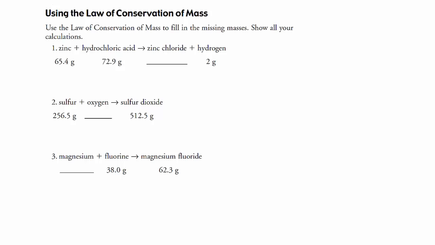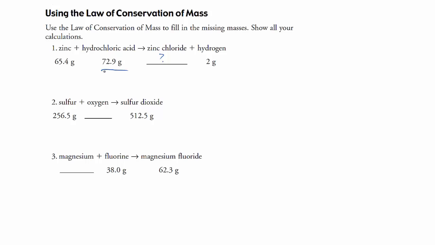Okay, moving on to using the law of conservation of mass. You have this sheet, and again, I would encourage you to try this on your own before just simply looking at the answers. The idea, of course, is we're looking at evidence that the law of conservation of mass is in fact true. If we have 65.4 grams of zinc as a reactant, and then we have 72.9 grams of hydrochloric acid that we're dissolving the zinc in, we're going to get a chemical reaction and form some hydrogen gas, 2 grams of it, and zinc chloride. The question is, how much zinc chloride?